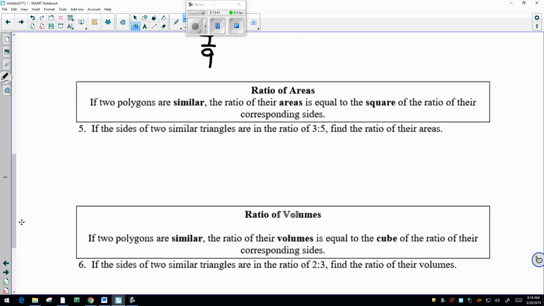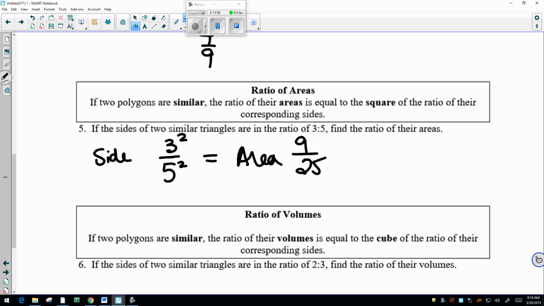Okay, so back down here, it says if the sides of two similar triangles are in the ratio of 3 to 5, those are the sides, I want to find the areas. So if this is our side ratio, we said square the sides, and that would get us the area ratio, which would be 9 over 25. I don't know what the areas are, but I know that their area is in that ratio of 9 to 25.